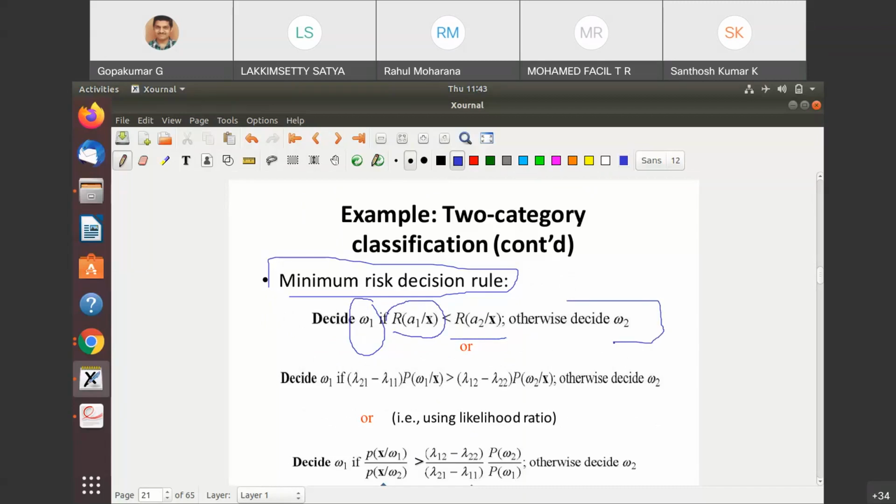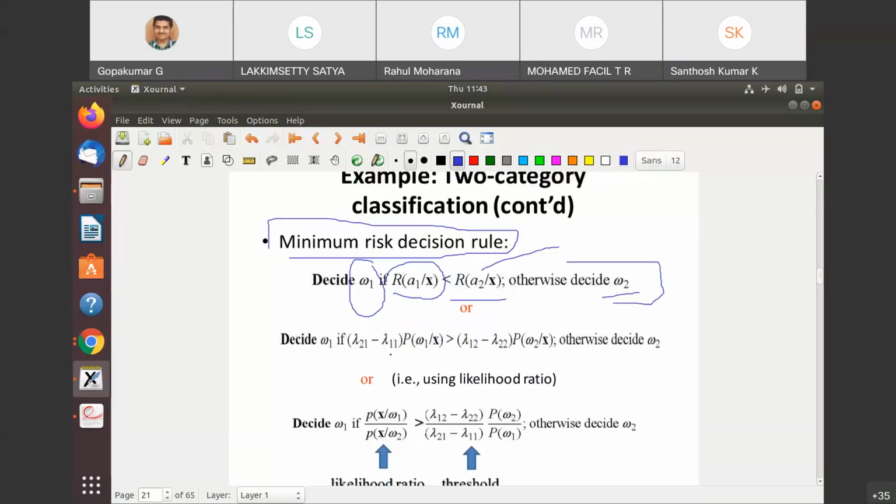I think this is easy to understand. Wherever the risk is less for a particular action, correspondingly we decide which class or category it belongs to. We have already defined that a1 is the action corresponding to deciding w1, and a2 is the action that decides w2. So that is the case.